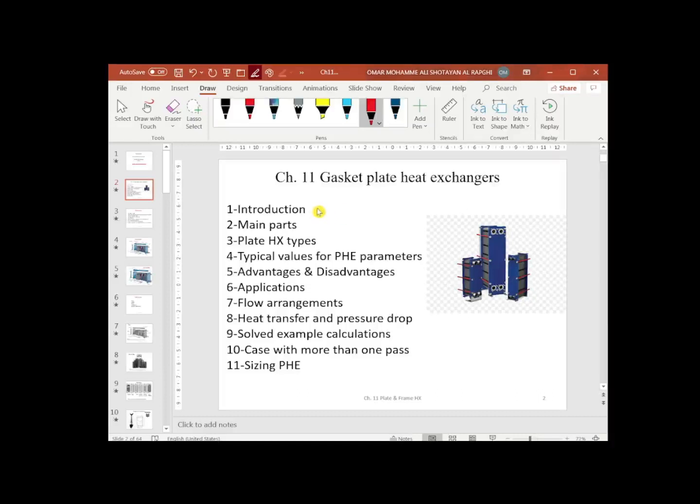We are going to talk about the introduction and the main parts of the plate heat exchanger, the types of the plates, typical values for the plate heat exchanger parameters, disadvantages and advantages, applications, flow arrangement, heat transfer and pressure drop calculations, and then we are going to see some solved examples. After that we are going to talk about more than one pass. We will understand what is meant by one pass or more than one pass later. Then we close with the sizing procedure for plate heat exchanger.